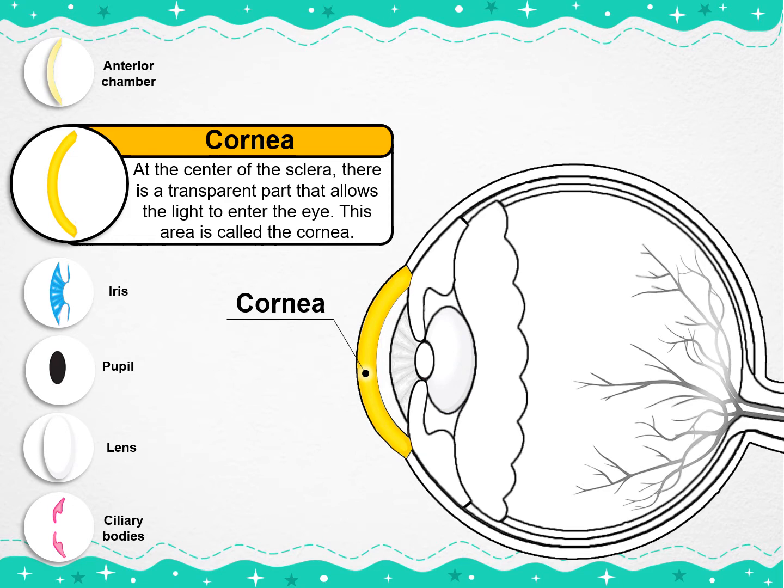Aqueous humor is the clear fluid filling the anterior chamber, which is between the cornea and the lens.